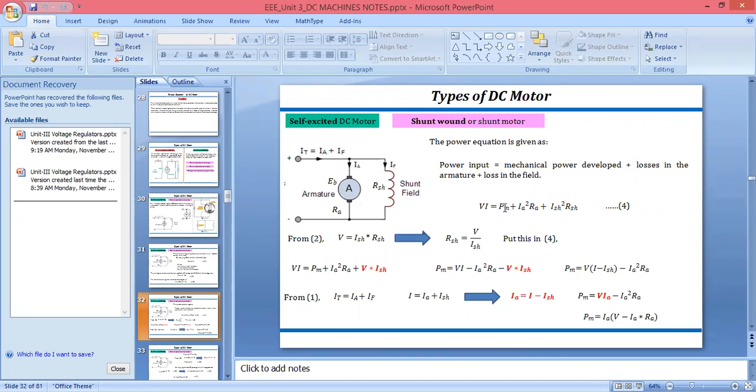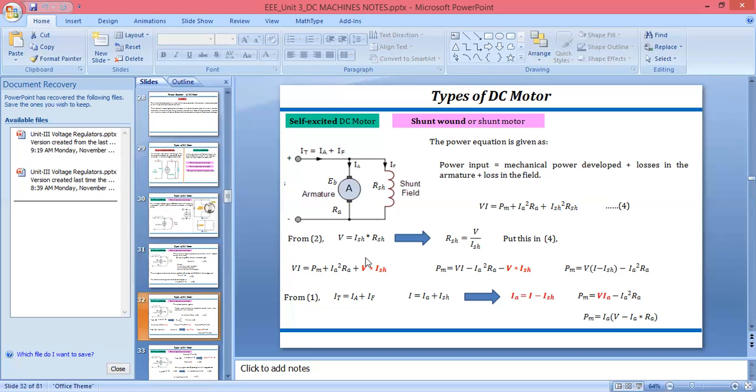But from equation 2 we can write RSH equal to, what was our second equation, V equal to ISH into RSH. From this equation I can write RSH equal to V upon ISH. So I can put the value of RSH in this equation, V upon ISH. If you put this value, your equation will become V into I, PM as it is, I square RA as it is, and here RSH you write as V upon ISH. ISH will cancel one and you will get V into ISH.